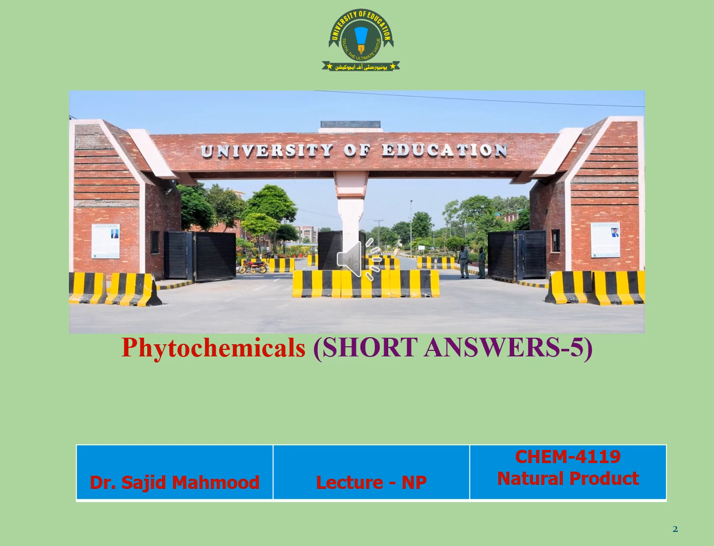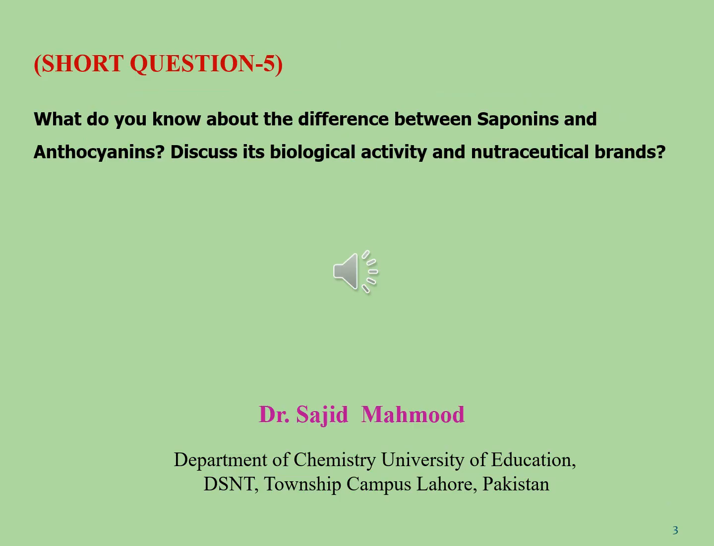Today we are talking about phytochemicals, in which we will discuss short question answers regarding course Chem 4119. Let's see short question number 5. What do you know about the difference between saponins and anthocyanins, which are the natural products and the phytoconstituents? Discuss its biological activity as well as nutraceutical brands.